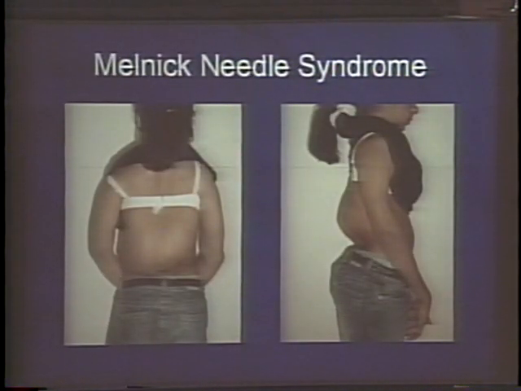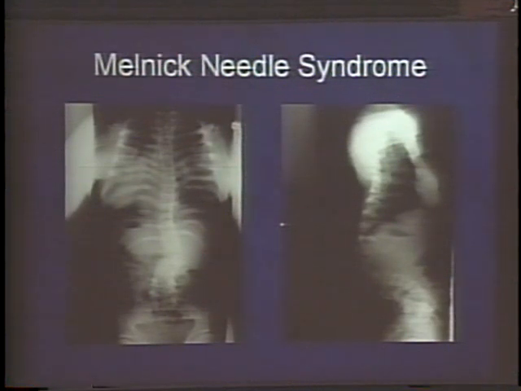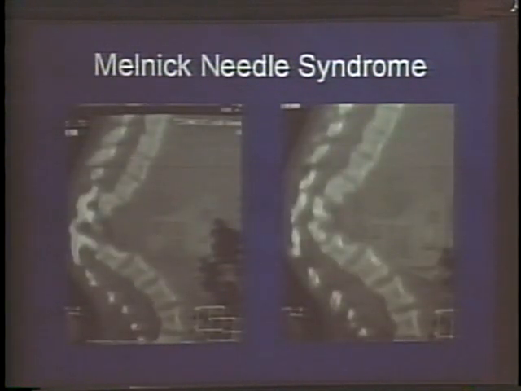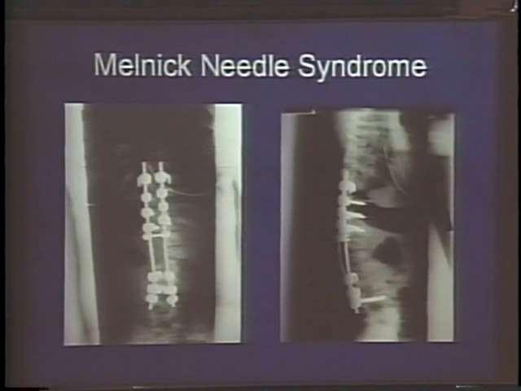This is a syndromic condition called Mellnik needle syndrome, which is bronchopulmonary dysplasia and usually associated with a very significant and highly structural kyphosis. And we can appreciate the large kyphotic gibbous. This is the radiology with the very large kyphosis with the apex at approximately lumbar 1. And CT scans. And this is afterwards.